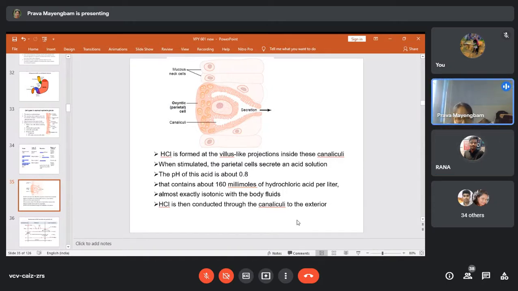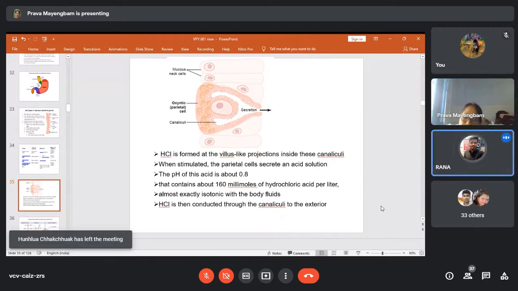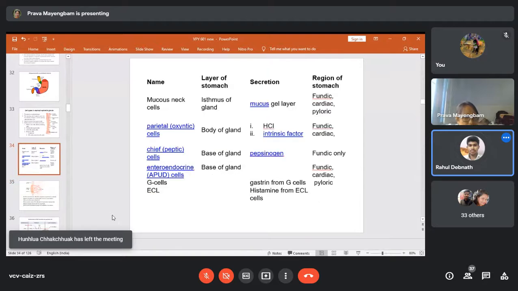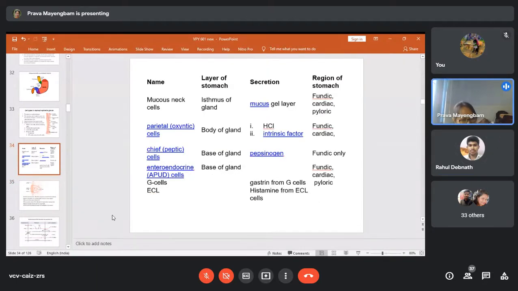If you want to ask anything, you ask. If not, you can leave. No, ma'am. Okay, you read, okay? So try to remember different types of the cells, their respective secretions. Those points you try to remember.